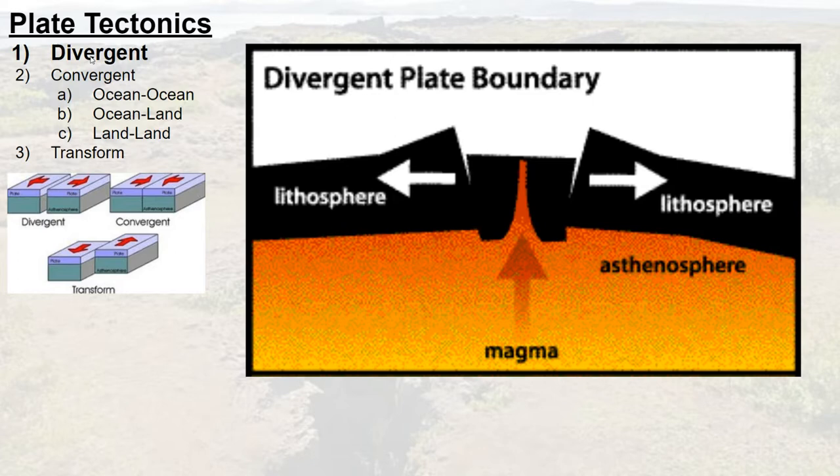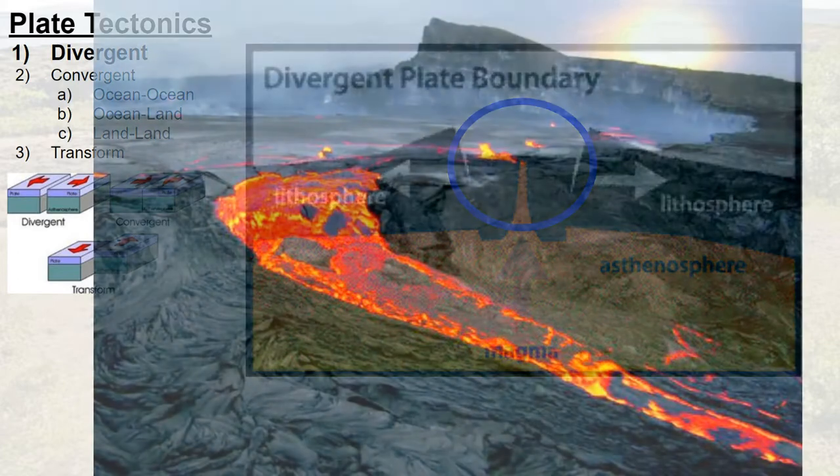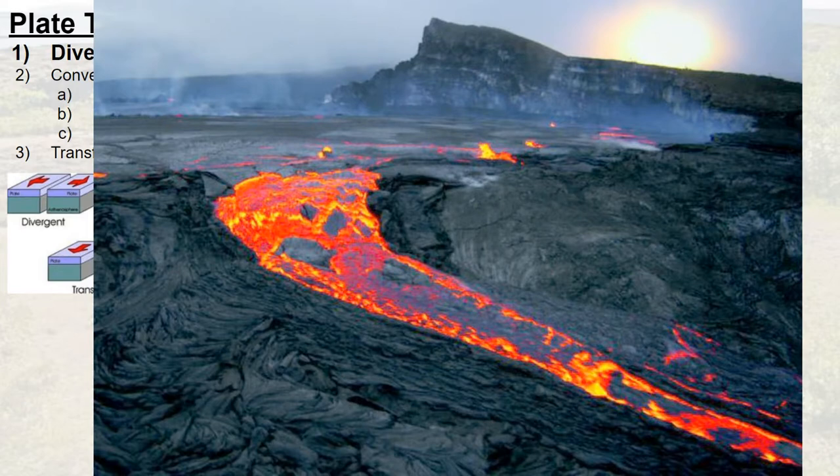When that happens, gaps between the plates allow magma or liquid rock from the planet's interior to rise to the surface. Lava or magma that reaches the Earth's surface emerges from that gap and begins to form.